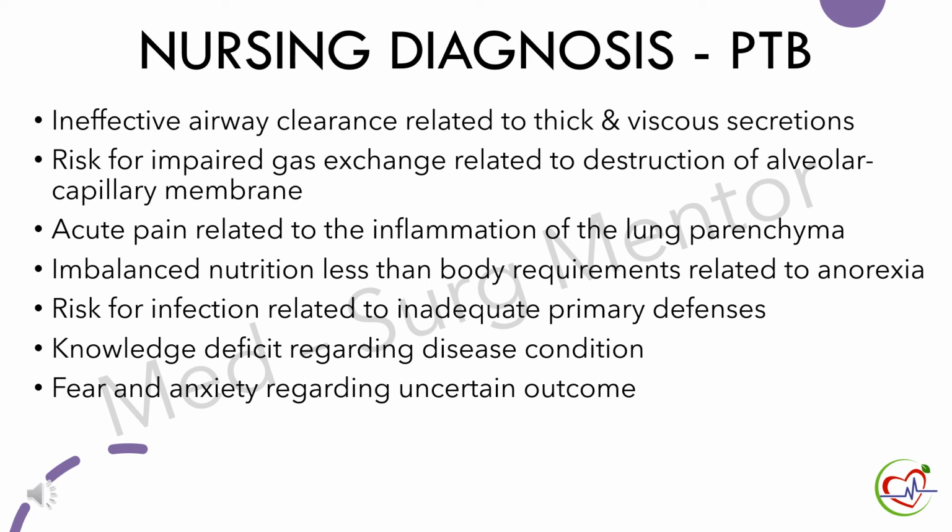Nursing diagnosis for a patient with pulmonary tuberculosis. They are ineffective airway clearance related to thick and viscous secretions, risk for impaired gas exchange related to destruction of alveolar capillary membrane, acute pain related to inflammation of the lung parenchyma, imbalanced nutrition less than body requirements related to anorexia, risk for infection related to inadequate primary defenses, knowledge deficit regarding disease condition, and fear and anxiety regarding uncertain outcome.